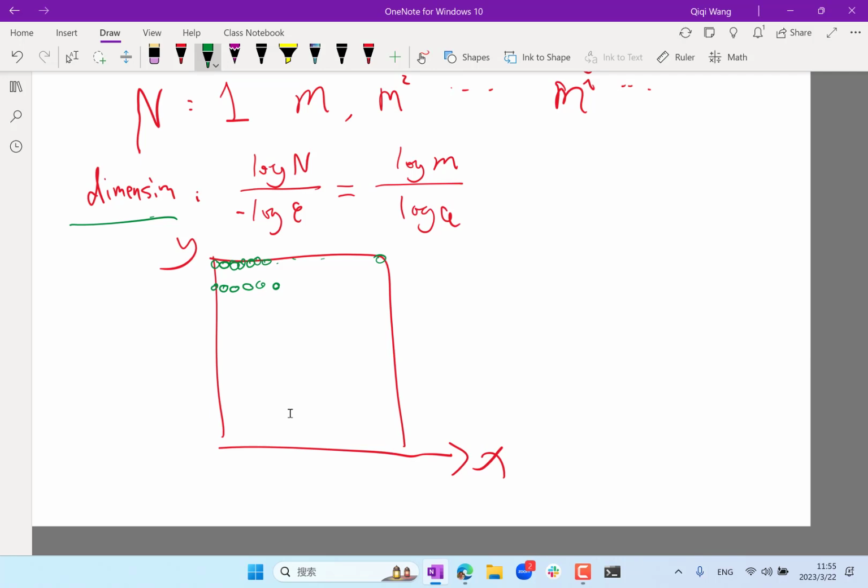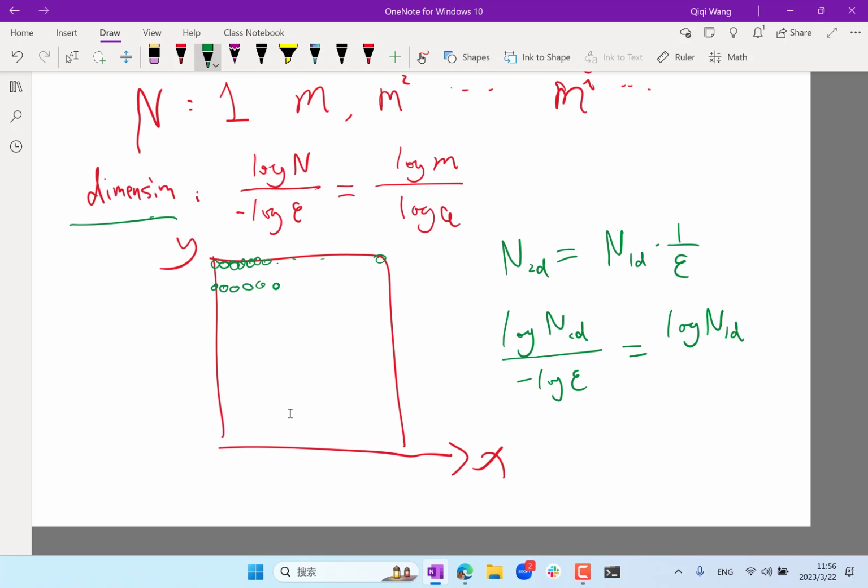So the total number of balls, the two-dimensional balls, has to be equal to my n1d, the number of one-dimensional balls or one-dimensional intervals I need to cover the y-axis, times 1 over epsilon, right? Okay, so my log of n2d over minus log of epsilon is going to be equal to log of n1d over minus log epsilon, plus the log of 1 over epsilon over minus log epsilon, which is exactly log of n1d divided by minus log epsilon plus 1.